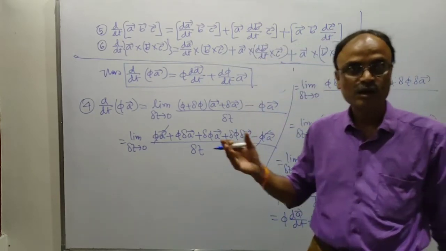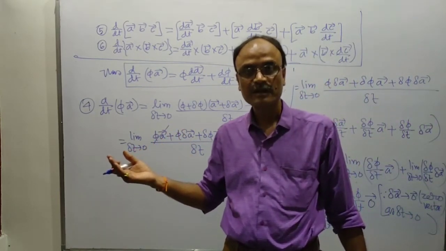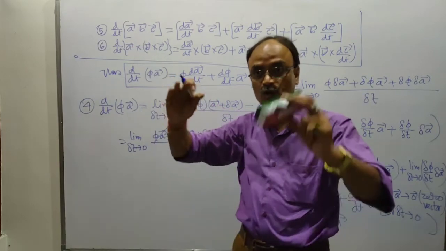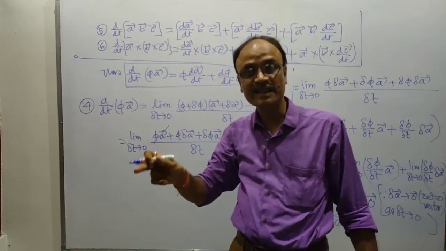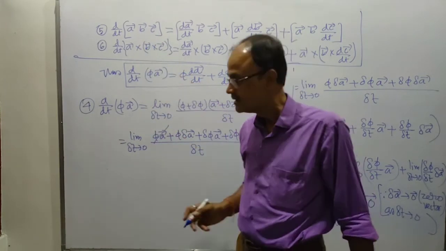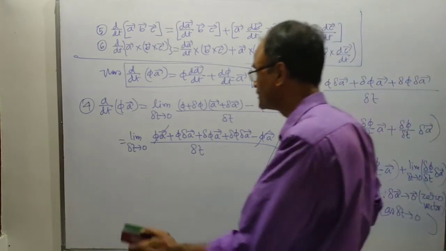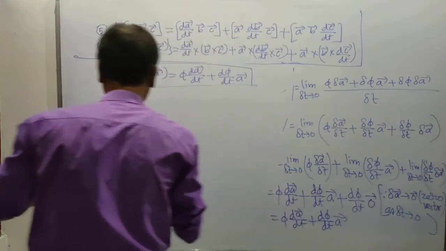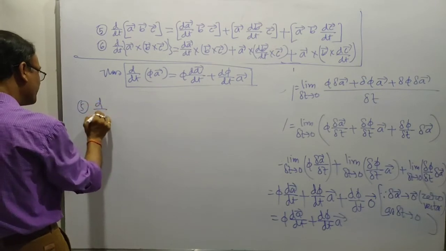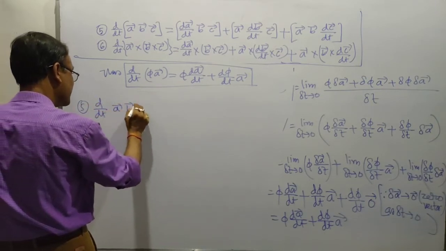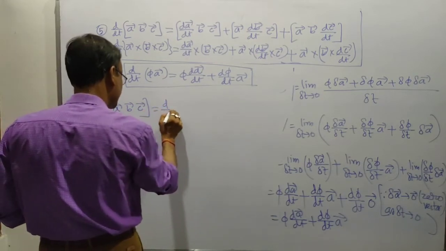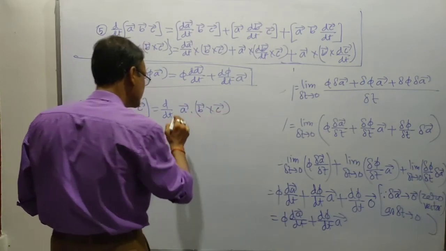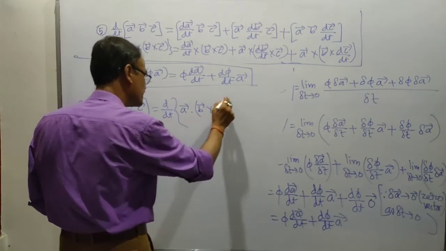We have proved 4 of the 6 theorems. Number 5, very important. The ABC vector within this bracket indicates the scalar triple product of the vectors ABC. Now, number 5, d dt of ABC is nothing but the scalar triple product of the vectors d dt of A vector cross. You may write like this. You may write in this way also. Just put this bracket.